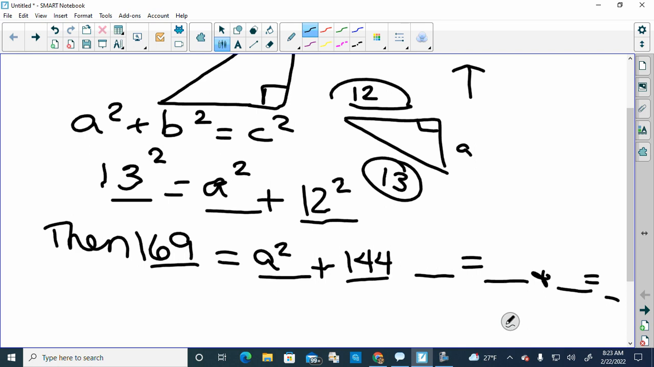Now we are going to solve for a squared. On this side I'm going to put a squared. To solve for a squared, what do I have to do to get this by itself? Yep, you move it to the other side and subtract it from 169. So in your calculator, 169 minus 144 is 25. So a squared equals 25.